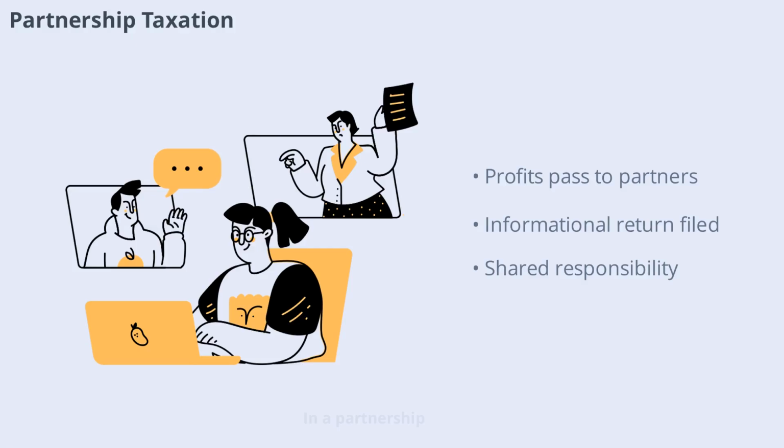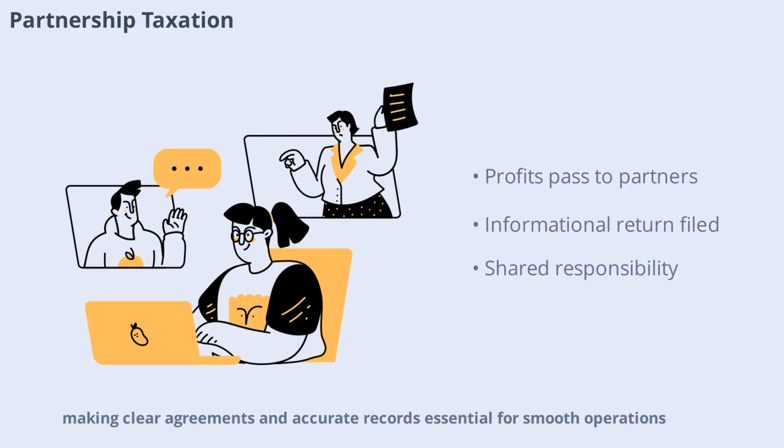In a partnership, profits and losses are passed through to each partner's personal tax return. The partnership itself files an informational return but doesn't pay income tax directly. Each partner is responsible for their share of taxes, making clear agreements and accurate records essential for smooth operations.